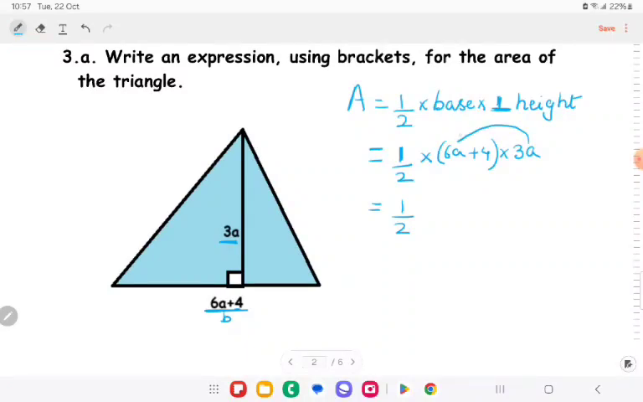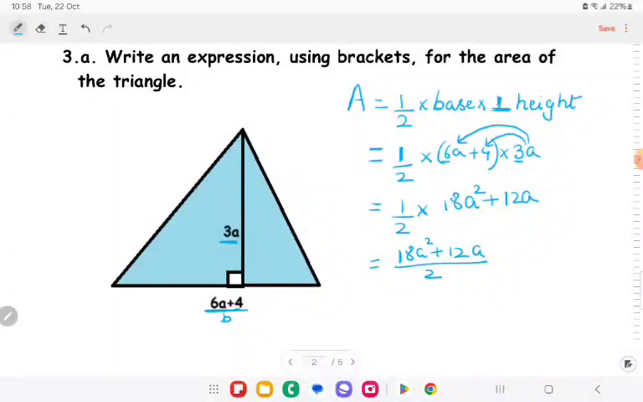I will have to multiply the 3a with 6a and I will have to multiply the 3a with 4 as well, which is 6 into 3 makes it 18, a into a square, plus 4 into 3, 12a. So, can I write this as 18a square plus 12a upon 2.